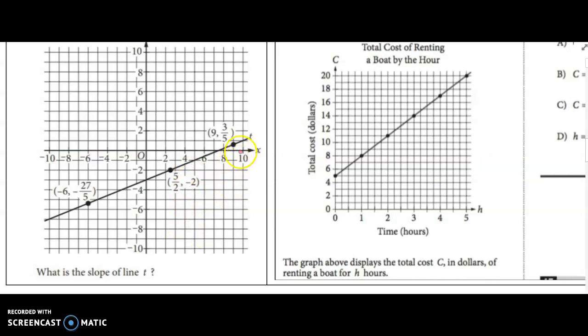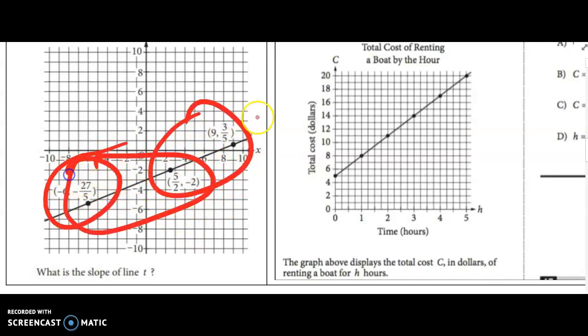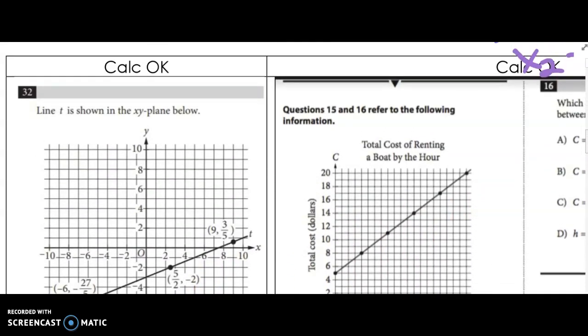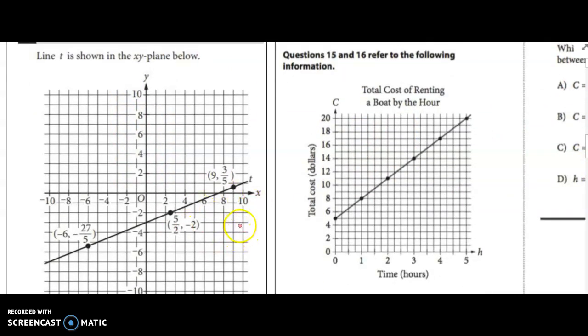You can go ahead and pick any two. I could pick these 2 points, or these 2 points, or this point and this point. It doesn't matter, right? As long as I'm picking 2 points and plugging them into my equation, y2 minus y1 over x2 minus x1, I can find my slope. The nice thing about this question is that it is Calc OK. So as long as I plug that into my calculator, I can let the calculator do the work for me. And that is probably what I would do.